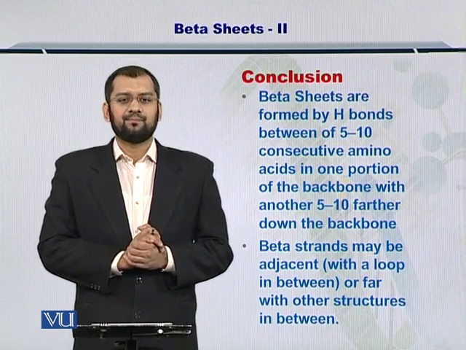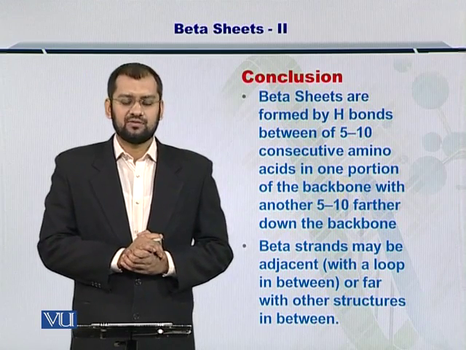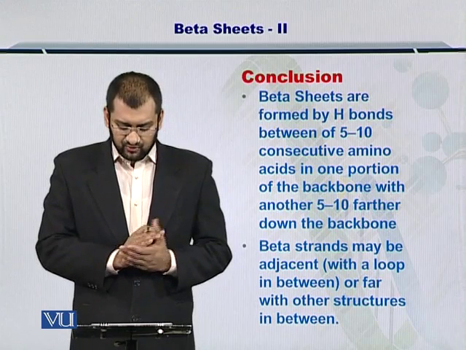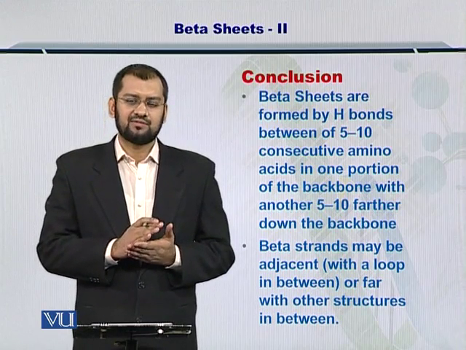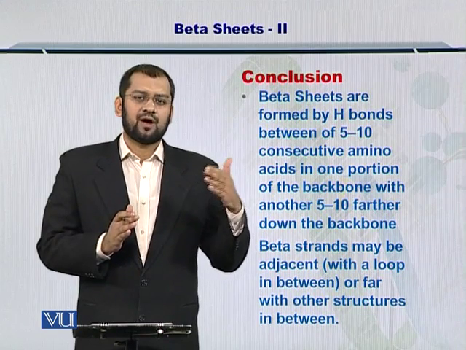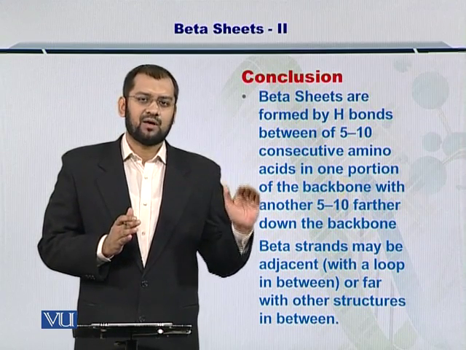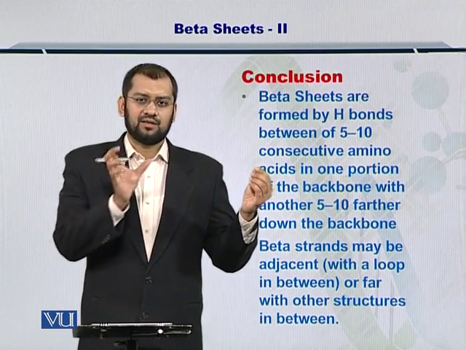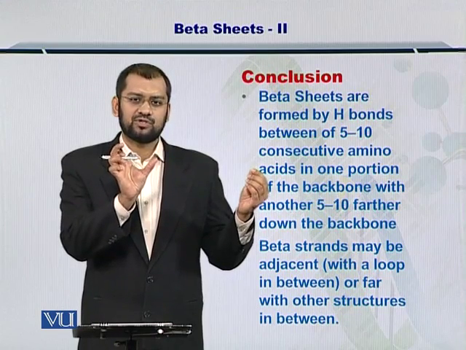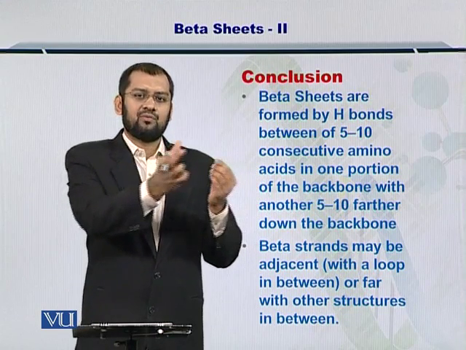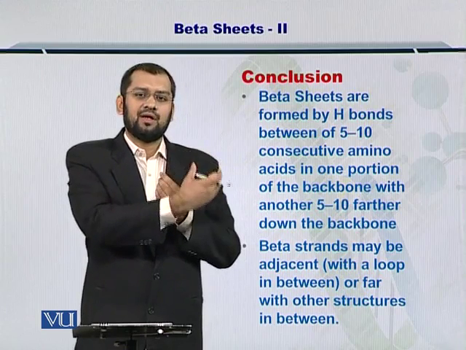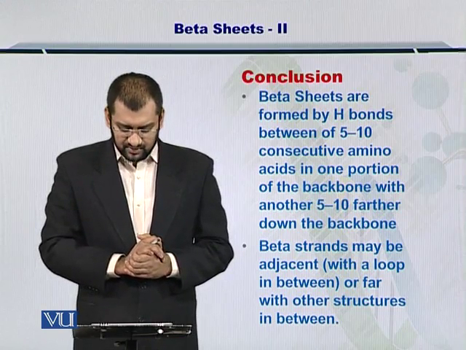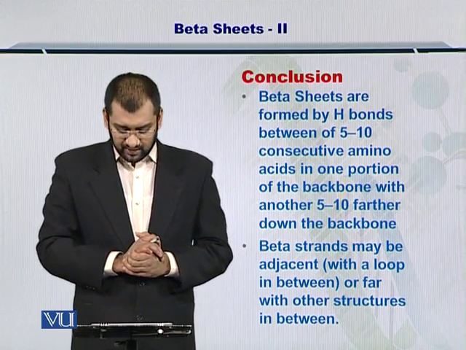So in conclusion, the important take-home message is that the beta sheets are formed by hydrogen bonding between 5 to 10 consecutive amino acids, along with 5 to 10 amino acids down the amino acid sequence. So if you have the entire peptide chain, then 5 to 10 amino acids from one portion, they make hydrogen bonds with 5 to 10 amino acids from another portion in the protein backbone. This will lead to the formation of a beta sheet.